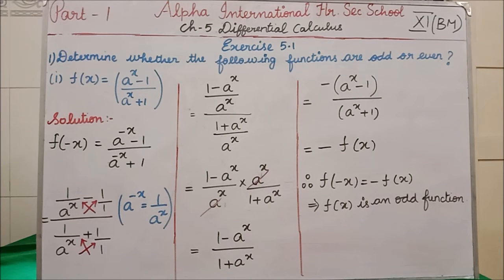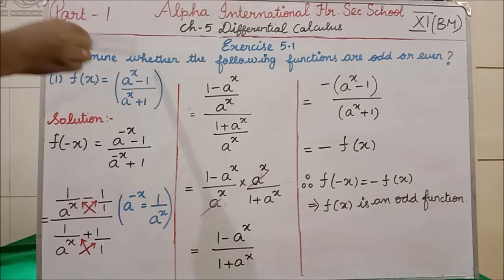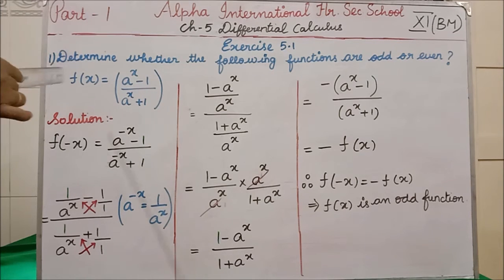The question is f of x equal to a power x minus 1 divided by a power x plus 1. We want to find whether this function is an odd function or an even function. For an odd function, f of minus x is equal to minus f of x. If you get f of minus x equal to f of x, it is an even function. We have seen that now, isn't it? So based on that only we are going to do this.